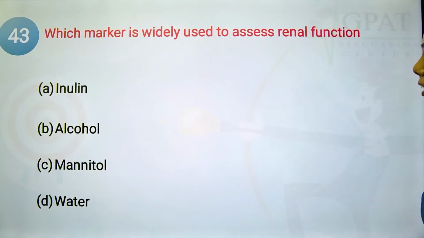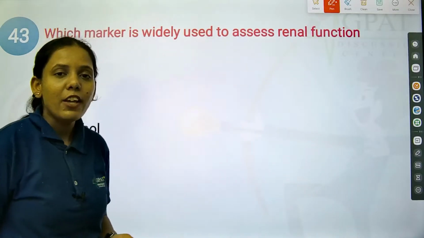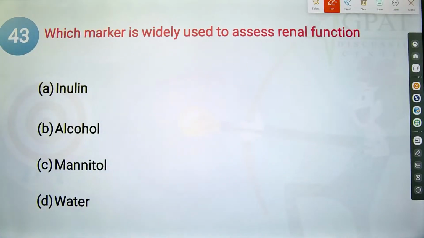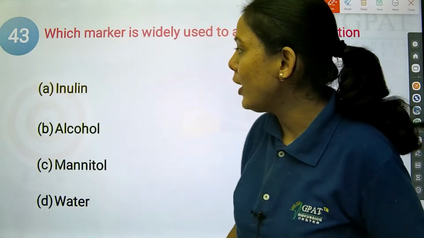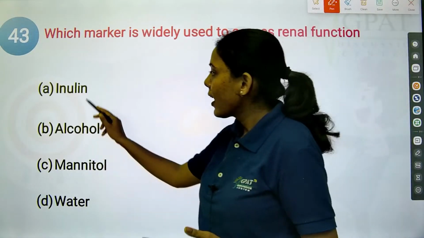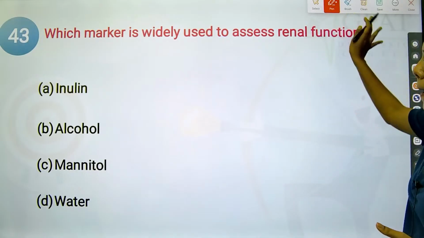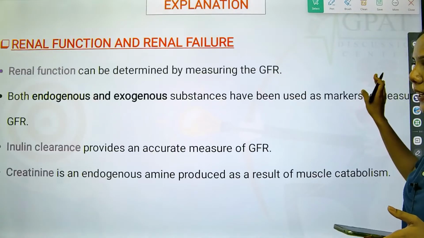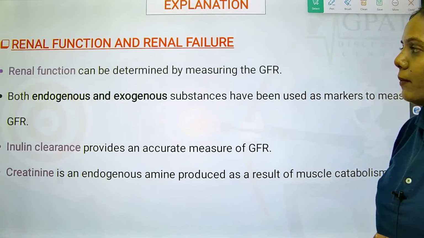Which marker is widely used to assess the renal function? You know renal function, glomerular, GFR and all, right? So inulin, alcohol, mannitol or water. To check the renal function, we are generally using which type of marker? So inulin, option A is the right answer. Alcohol, mannitol and water are not used. Inulin generally we are using. So to measure the GFR, endogenous, exogenous substance. Inulin provides an accurate measure of GFR, and creatinine is an endogenous amine which is produced, right?